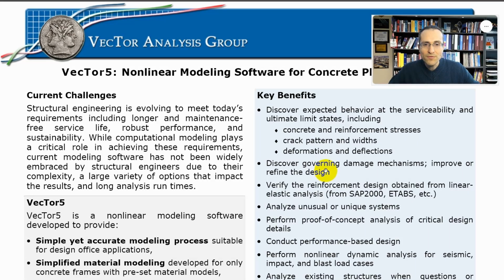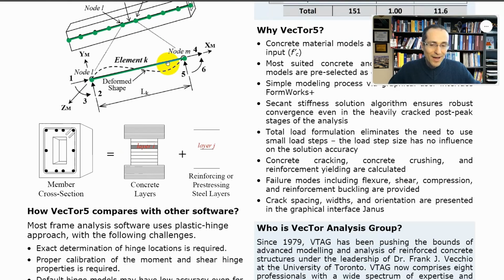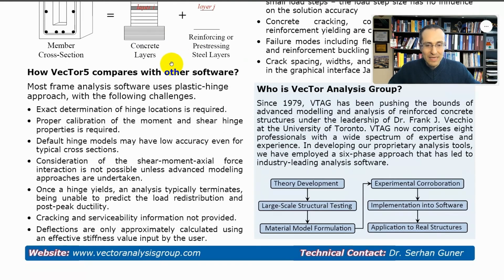For modeling this frame, I'm going to be using another University of Toronto software, VecTor5. You can download the basic version of this free of charge, and you can use it for your studies as well. Distributed plasticity, it uses layered section approach, total load secant stiffness formulation, modified compression field theory. You can also download this and take a look at what it does.